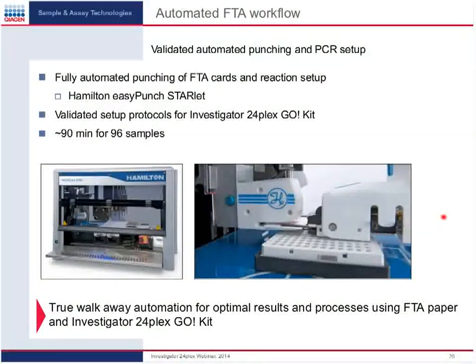As you can see in this figure, first of all, the instrument pipettes the master mix into each well. Then the robot starts punching the spots directly into a well. You have to program the instrument, and then you can go away, and it usually takes 90 minutes for 96 samples.